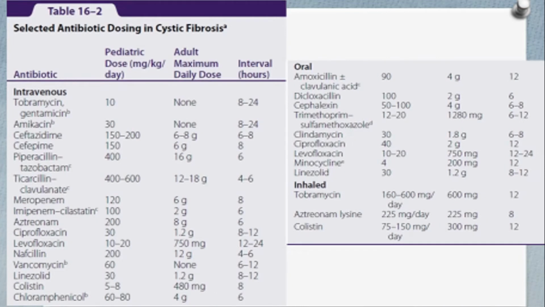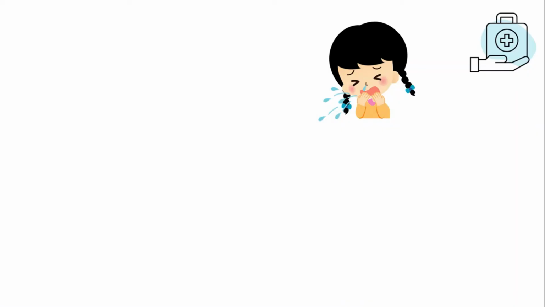Cystic fibrosis patients have a larger volume of distribution for many antibiotics due to an increased ratio of lean body mass to total body mass and lower fat stores. Cystic fibrosis patients also have enhanced total body clearance. These factors affect the doses of the antibiotics used in cystic fibrosis patients. Here is the selected antibiotic dosing in cystic fibrosis, IV, oral, or inhaled. These are our options. So, let's return to our case.